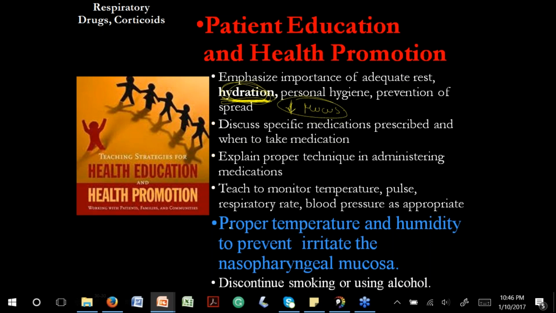All right, so here we need to please pay attention to this. I put 1.5 stars. Important: proper temperature and humidity to prevent irritation of the nasopharyngeal mucosa. So proper temperature: you don't want it too cold, not too cold outside, not too hot outside. You need to have some humidity in the environment. Why? Because if you have a dry environment, the mucus becomes dry, and that can produce bleeding.